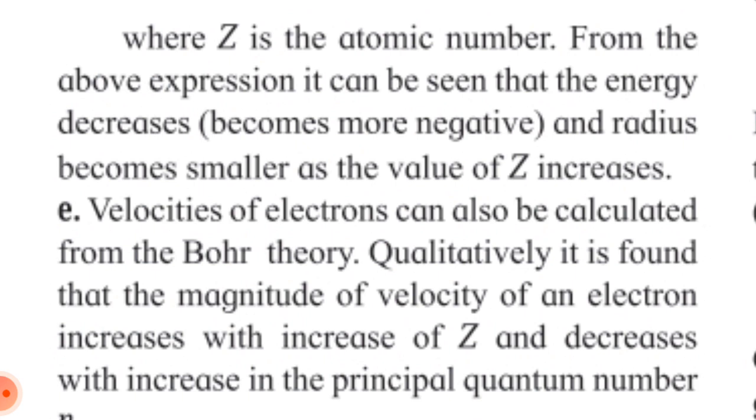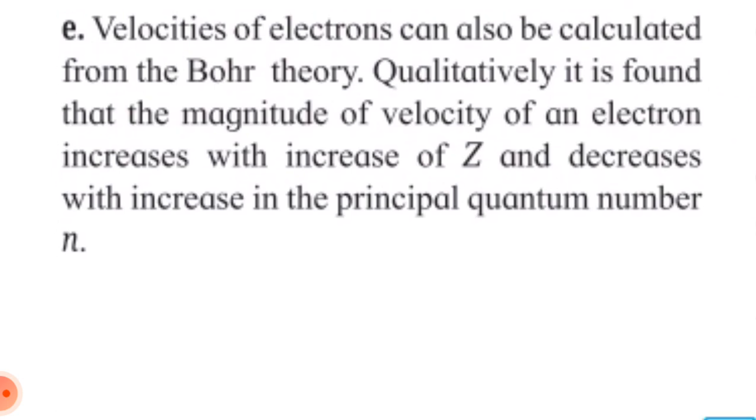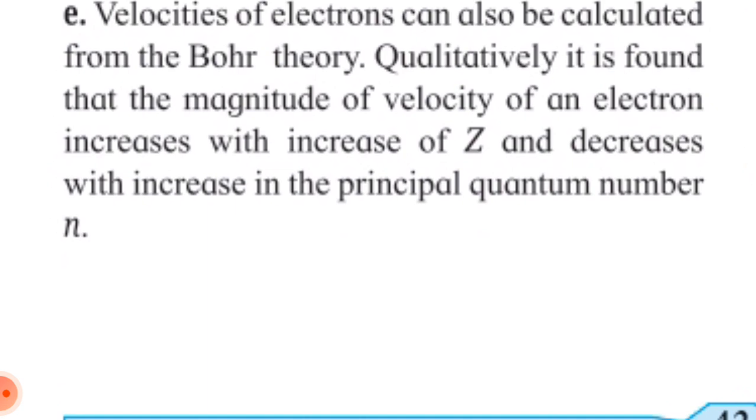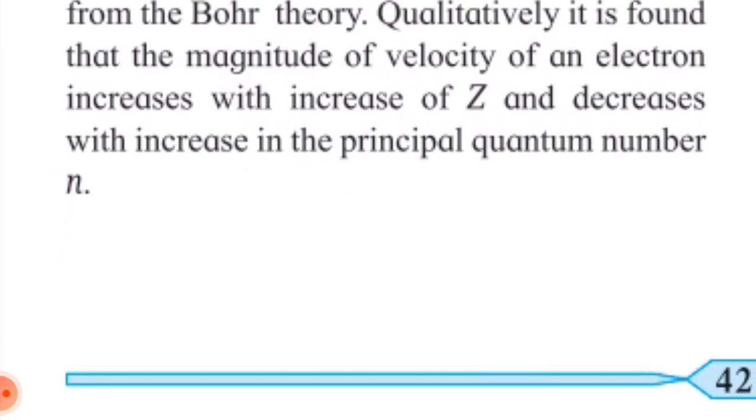From the above expression, it can be seen that the energy decreases, becomes more negative, and the radius becomes smaller as the value of Z increases. E. Velocity of the electron can also be calculated from Bohr's theory. Qualitatively, it is found that the magnitude of velocity of an electron increases with increase of Z and decreases with increase in the principal quantum number n.